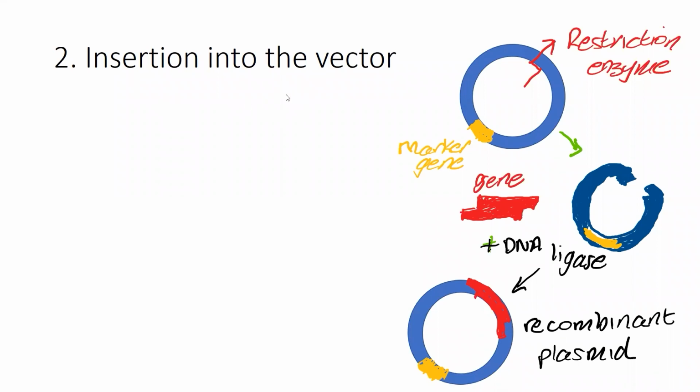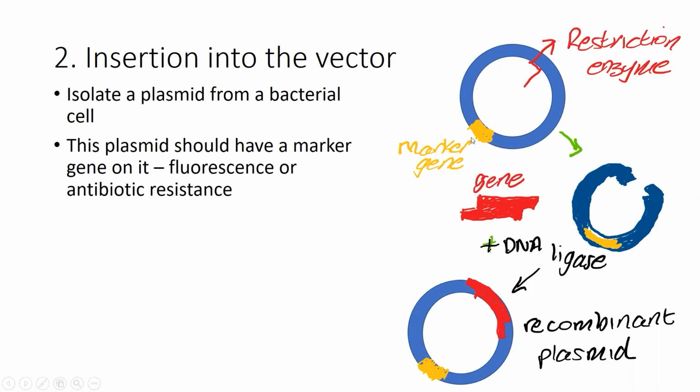So the next thing we're going to look at is how to insert your gene into your vector. In this particular case, we're going to look at using a plasmid, which are the small extra-circular pieces of DNA found in bacterial cells that provide things like antibiotic resistance. So you're going to have on this plasmid a marker gene. There are a few different types, but fluorescence and antibiotic resistance are 2 types. You're not expected to know specific types.